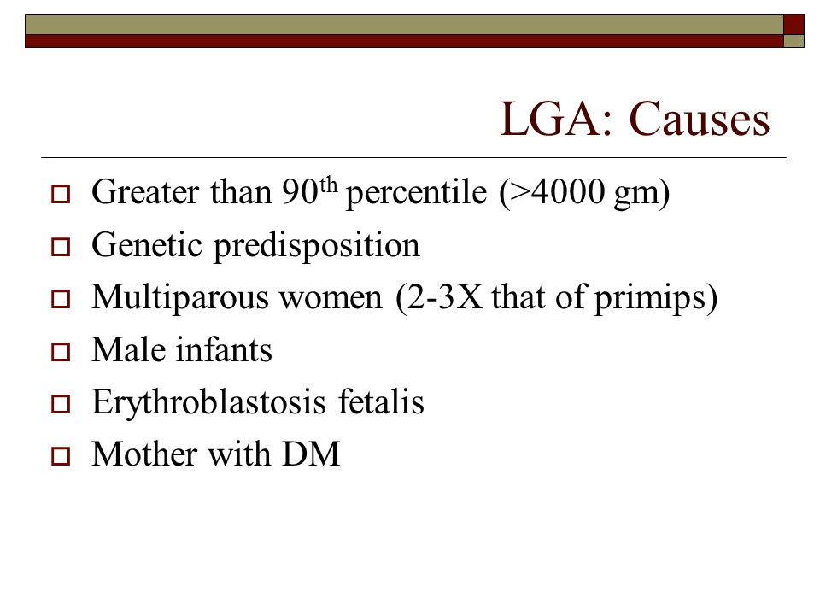Okay, let's go on to LGA. These are infants at the 90th percentile. It could be that genetically the woman is just prone to having large babies. Also, they're more common in women who've had children before, also more common in male infants, babies with erythroblastosis fetalis, and also mothers with diabetes and gestational diabetes.